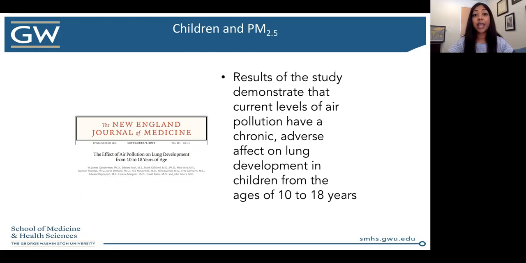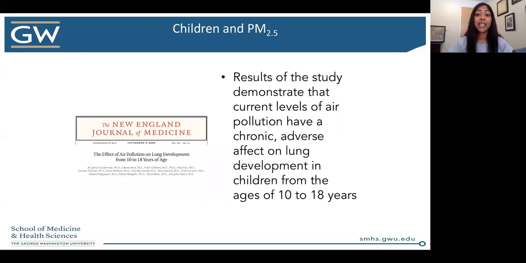Over the 8-year period, deficits in the growth of FEV1 were associated with exposure to nitrogen dioxide, acid vapor, and particulate matter with an aerodynamic diameter of less than 2.5 microns. The results of this study indicate that current levels of air pollution have chronic adverse effects on lung development in children from the age of 10 to 18 years.